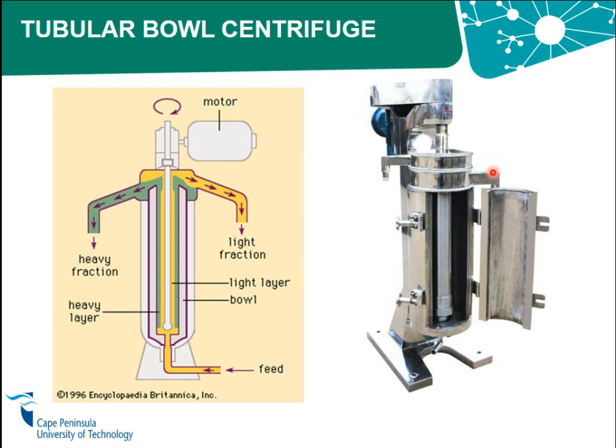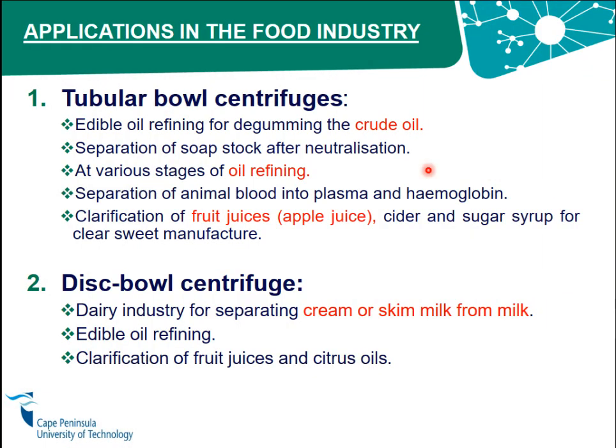And now the question is, now that we know all this information, where do we apply these in the food industry? The tubular bowl centrifuges are applied at various stages of the refining of oils, and we can also apply tubular bowls in clarification of fruit juices, even clarification of sugar syrup from clear sweet manufacture.